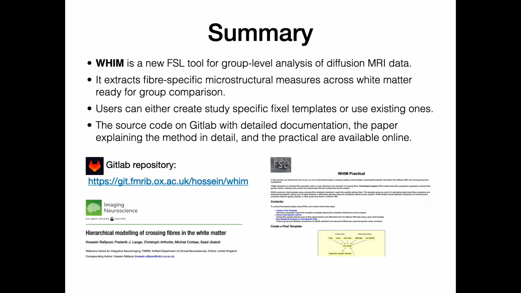To summarize, Whim is a new FSL tool for group-level analysis of diffusion MRI data. It provides fiber-specific microstructural measures across the whole white matter, ready for group comparisons. Users can build study-specific templates or use the existing ones. Whim source code is available on GitLab. For more details about the method, you can also refer to the paper published in Imaging Neuroscience. Also, there is a practical available as a part of the FSL course.